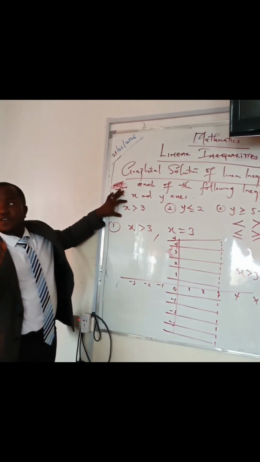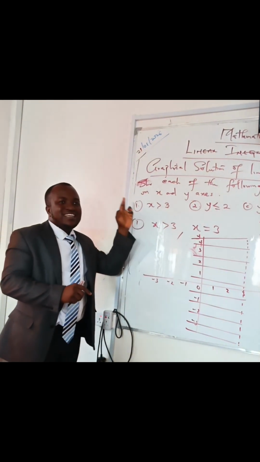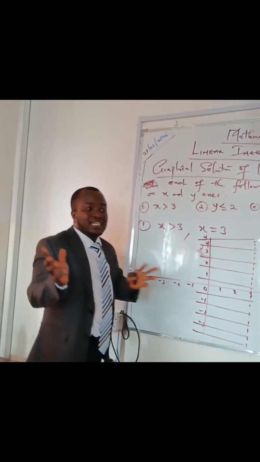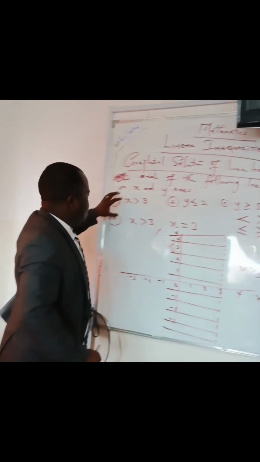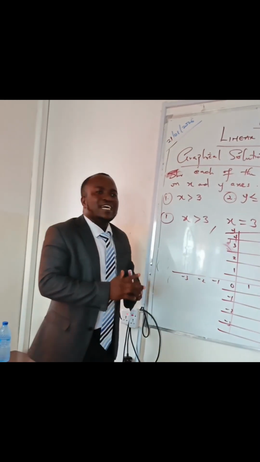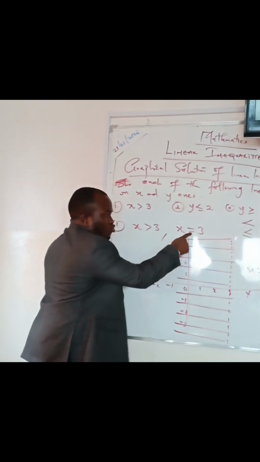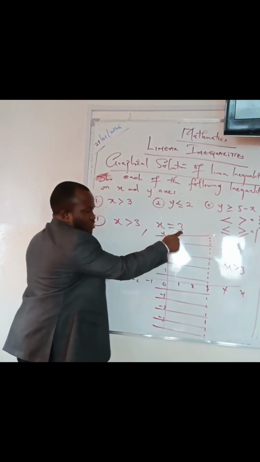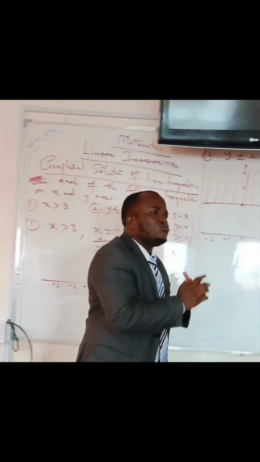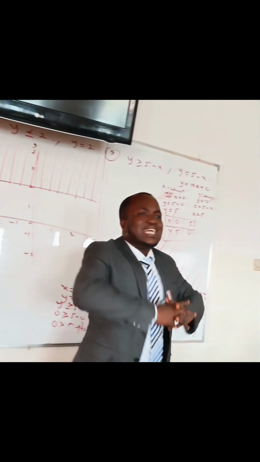Now, this is a one variable question, which is X greater than 3. X greater than 3 is just one variable. Now, the first thing you need to do is plot X greater than 3: you change this greater than to equal to, so it's going to be X equals 3. Then the next thing you are going to do on your graph is to create a scale.